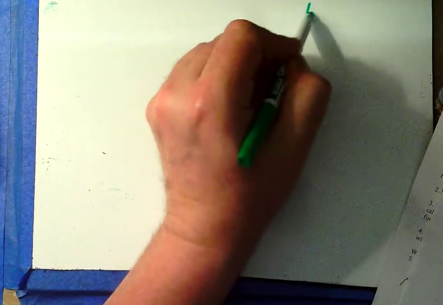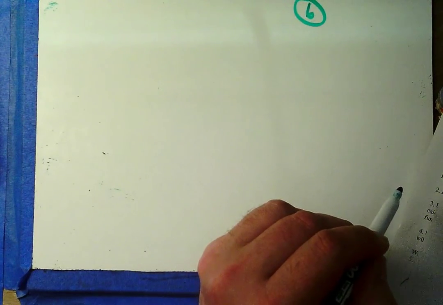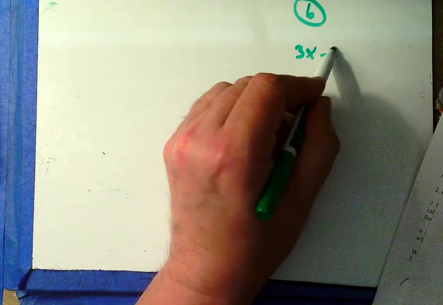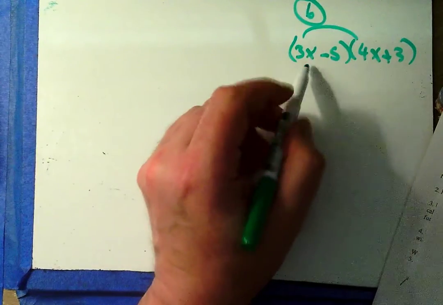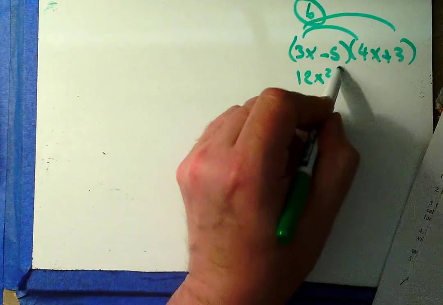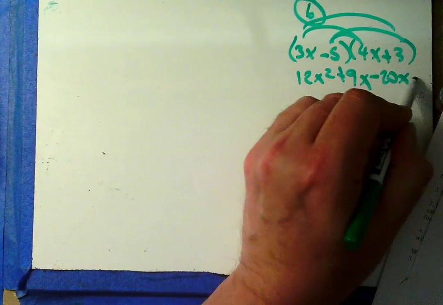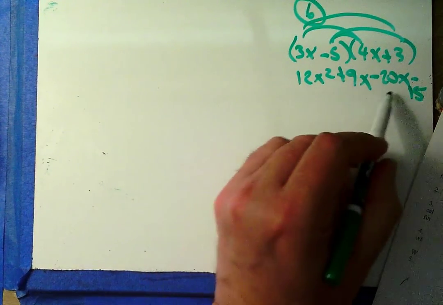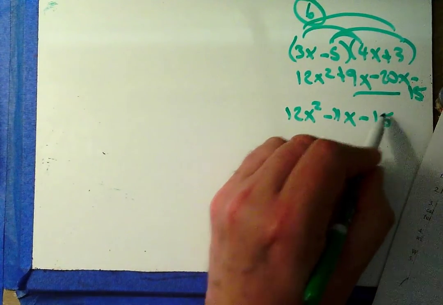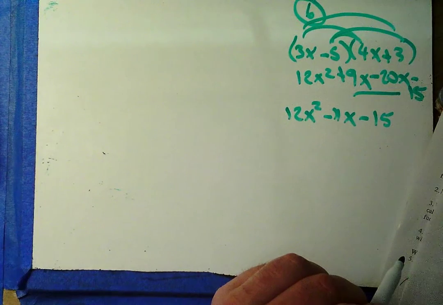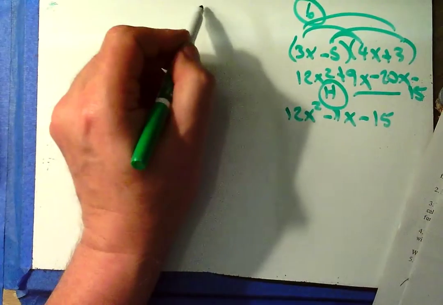Problem 6 says, FOIL (3x minus 5)(4x plus 3). 12x squared plus 9x minus 20x minus 15. And so when I combine like terms, I have 12x squared minus 11x minus 15, which corresponds to letter H. H for number 6.